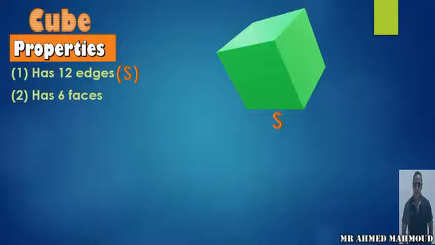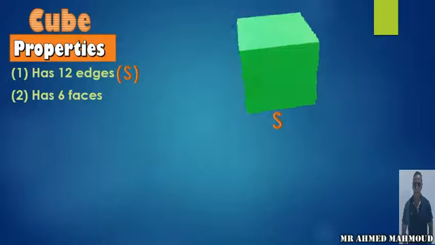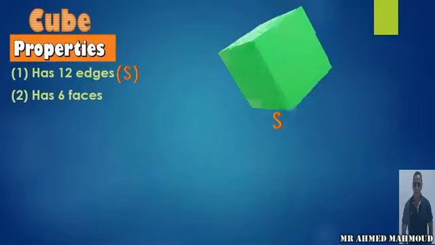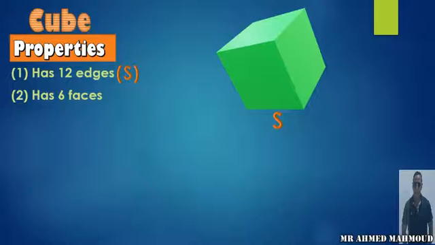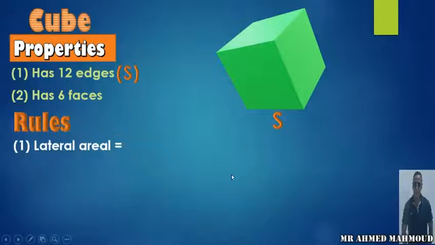Now we are going to study the rules of the cube. The first rule with us is the lateral area. The lateral area means the area of the whole of the 4 faces. We can divide the cube into 6 faces. The lower one and the upper one are called the bases, and the other faces are called the lateral faces. Here we have each face in the shape of a square.